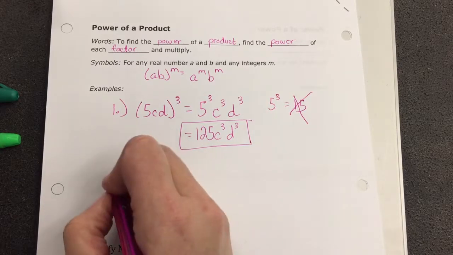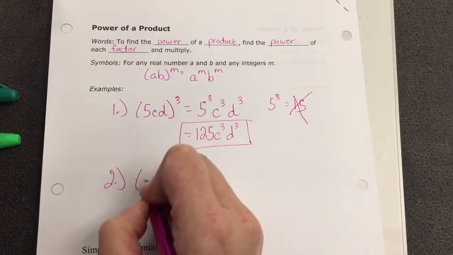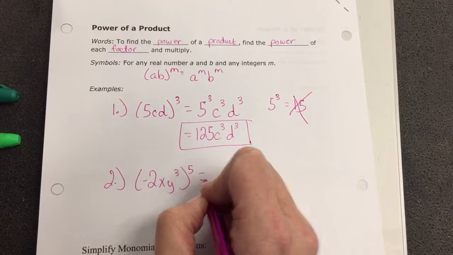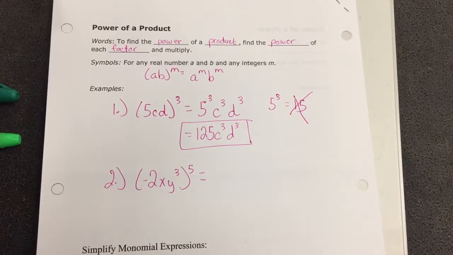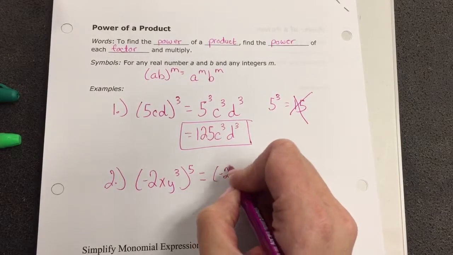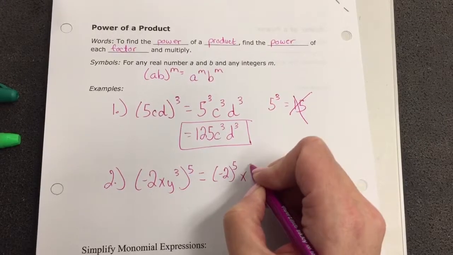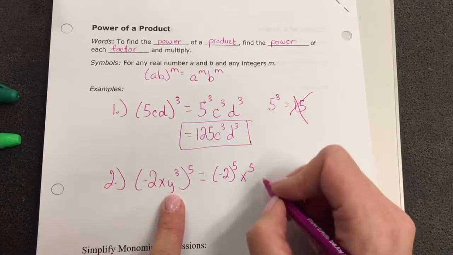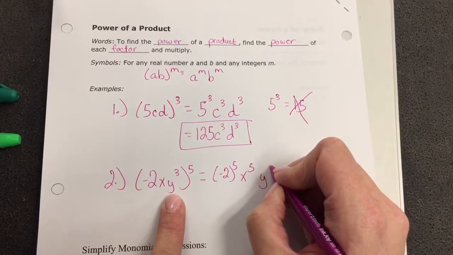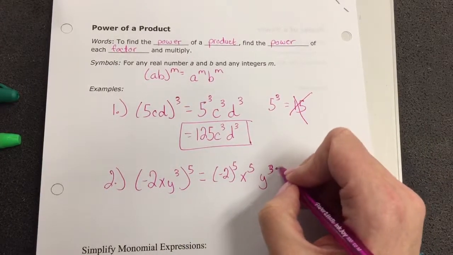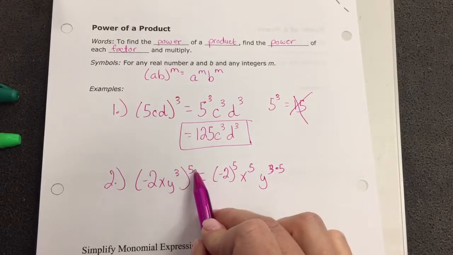All right, so let's look at number 2 here. Negative 2 x y cubed, to the 5th. All right, now it's very important that we leave the negative sign for that negative 2 inside the parentheses. So when we rewrite this, we want to leave negative 2 to the 5th, x to the 5th, because we have to distribute that 5. But right here, I have y to the 3 times 5, because this is the power of a power.